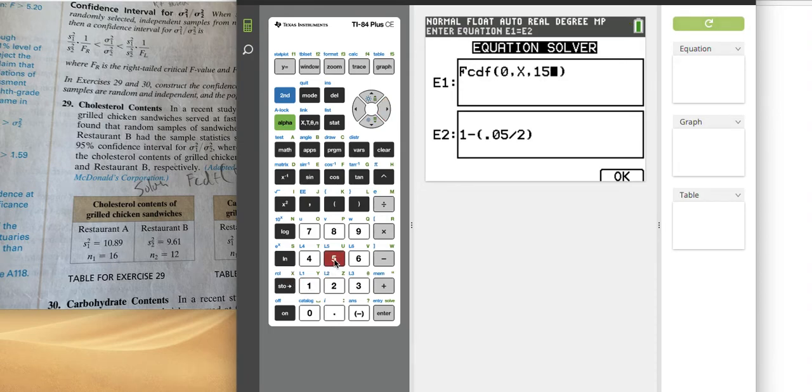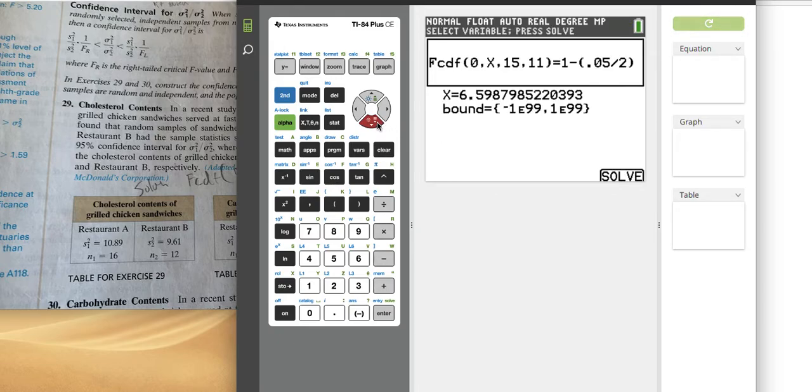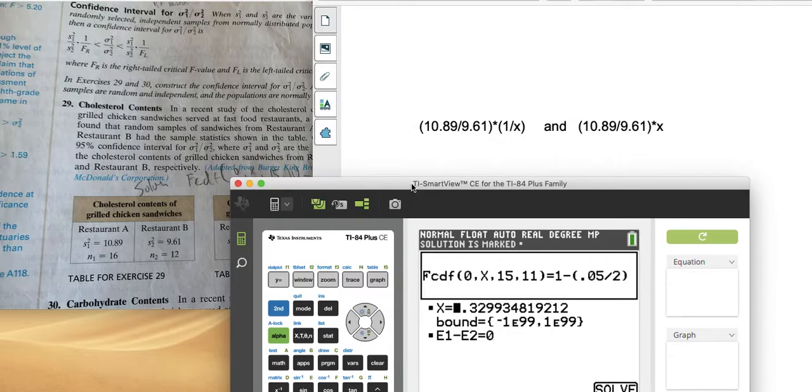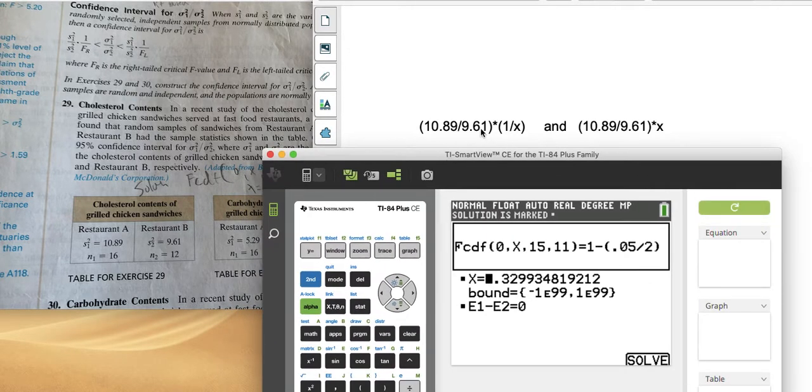So 15, comma, 11. Okay, and again, these are always going to be two-tailed, so we want a 95% confidence interval. So that would be 1 minus, so it's an alpha value of 0.05, right? So 1 minus our alpha value divided by 2. Okay, go to solve. All right, this should give us that 3 point, and again, this saves in x, and now I want to use my formula here, which is 10.89 divided by 9.61 times 1 over x.